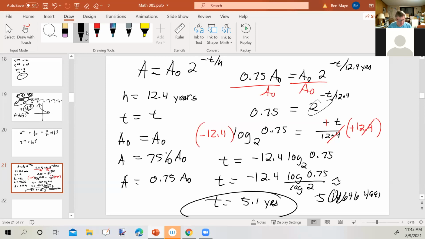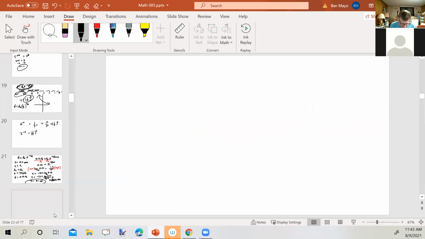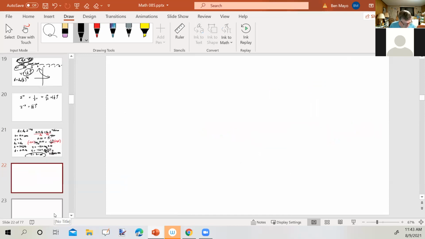Any questions about this particular example? All right, let's do another example. Thorium decay. An isotope of thorium, written as 227Th, has a half-life of 18.4 days. How long will it take for 80% of the sample to decompose?